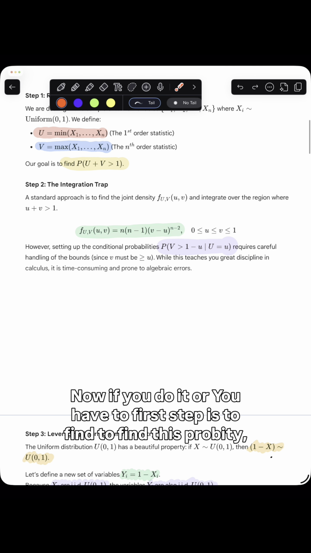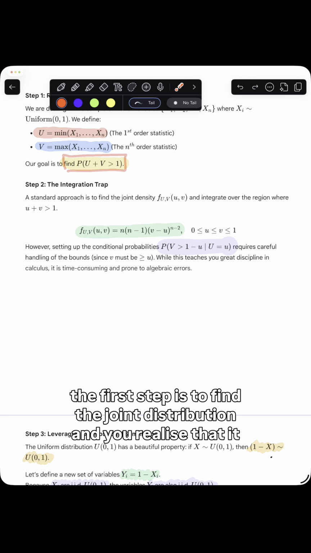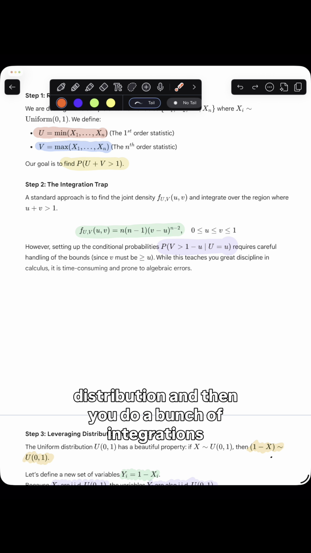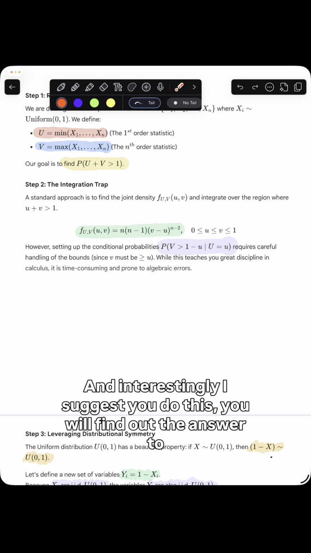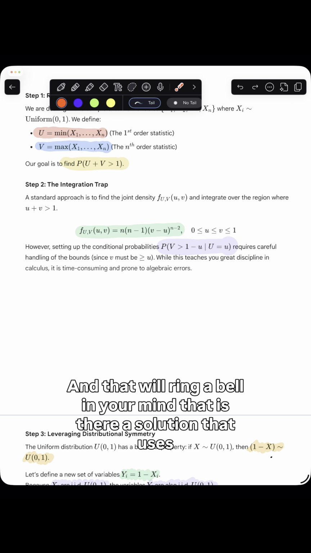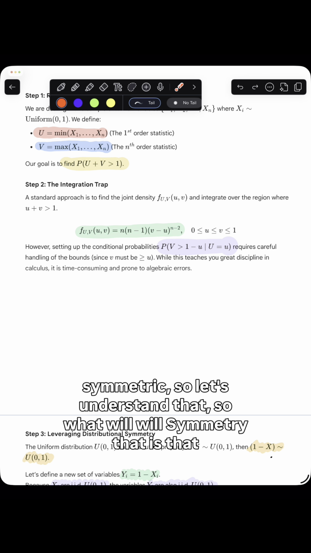Now, if you do it in an organic way, the first step is to find the joint density distribution, and you realize that it will come out to be this, and then find the conditional probability distribution, and then you do a bunch of integrations. Interestingly, I suggest you do this, you will find the answer to be half. And that will ring a bell in your mind: is there a solution that uses symmetry?